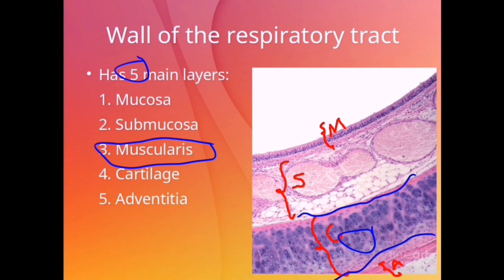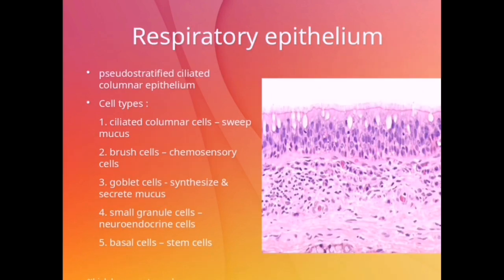Okay. Now let us look at the respiratory epithelium. This is a specialized epithelium found only within the respiratory tract. It is made up of pseudostratified ciliated columnar epithelium. In this histological slide, you can simply see the cilia, and it is made up of tall columnar cells.